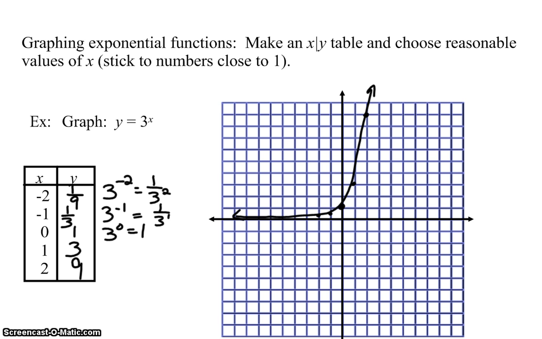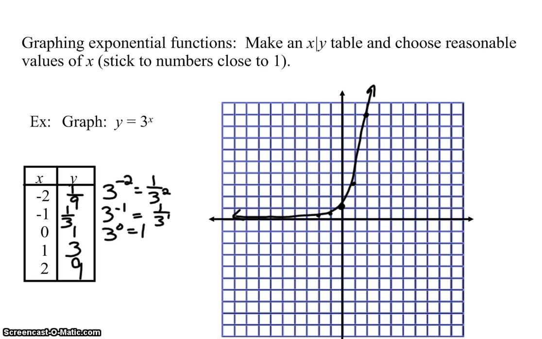Now you'll notice there's actually a horizontal asymptote there at y equals 0. That's because negative exponents just mean the reciprocal. It does not mean a negative number. So we're never going to get a negative value for y unless something has been added or subtracted to the expression.